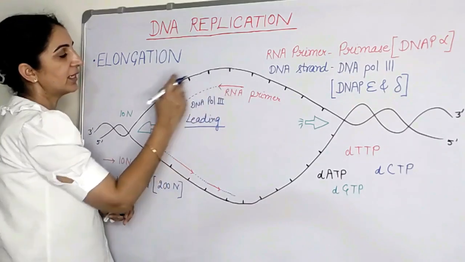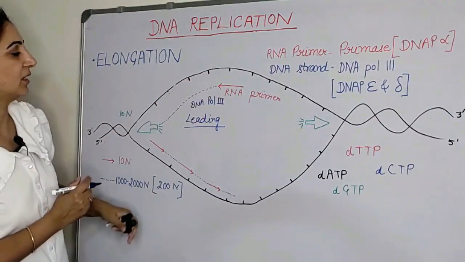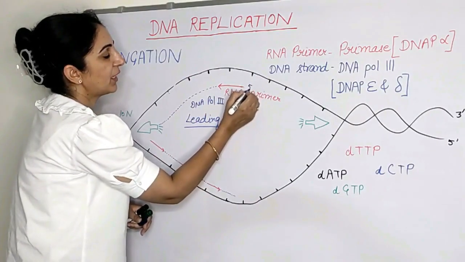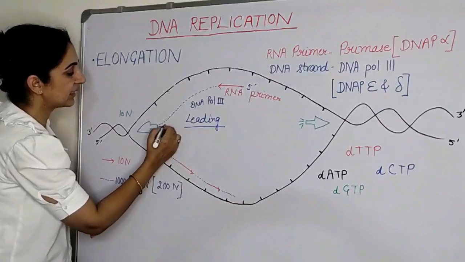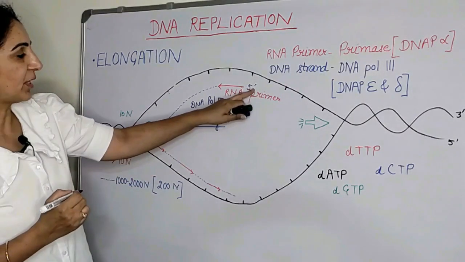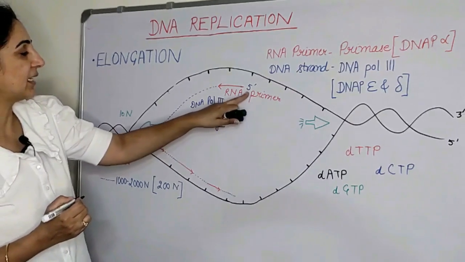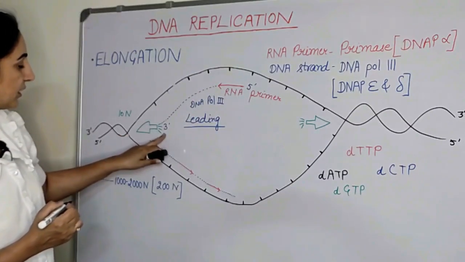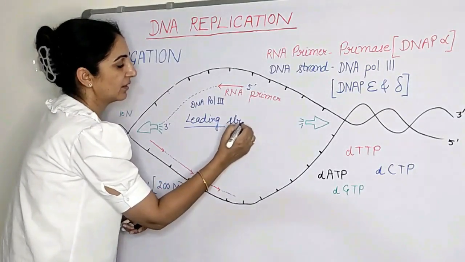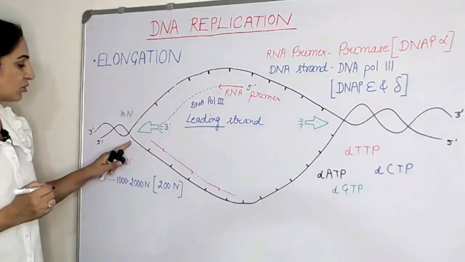As we know, the two strands of the DNA molecule are always anti-parallel, so this end is the 5' end and this end is the 3' end. This strand is getting synthesized in a continuous fashion and it's known as the leading strand. So let's see what happens on the other side.